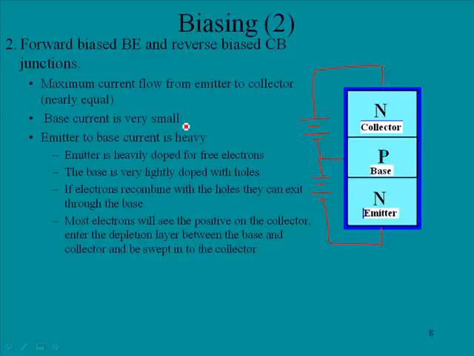In this case, the base current is very small, so there will be a large flow of current through the transistor, but only a very small amount will actually go out of the base connection here. The emitter to base current is heavy. Okay, so current going from the emitter to the base is very heavy. The emitter is heavily doped with free electrons, so we have lots of free electrons here. The base is very lightly doped with just a few holes. If electrons recombine with holes, they can exit through the base.